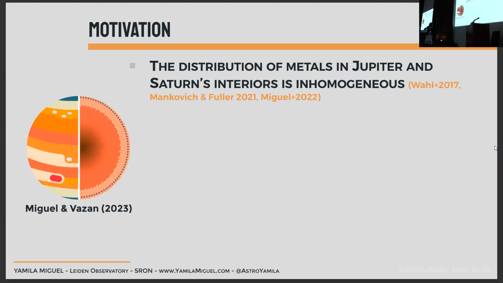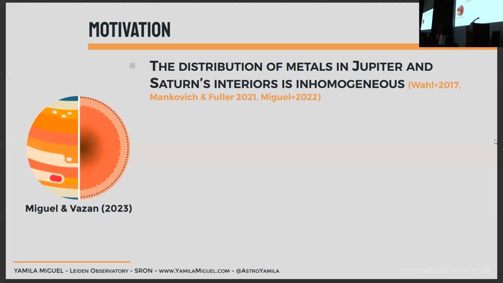And this is more or less what the interior of Jupiter looks like, our best knowledge of it. We think that it has a core made of 100% heavy elements. But this picture that we used to have, that the core was separated from the envelope and then we have a fully convective envelope, is kind of breaking down these days. We think that there is a gradient of metals going from the core to the outer parts of the planet. And that would imply that the metallicity that we measure in the atmosphere does not represent the metallicity of the whole planet.